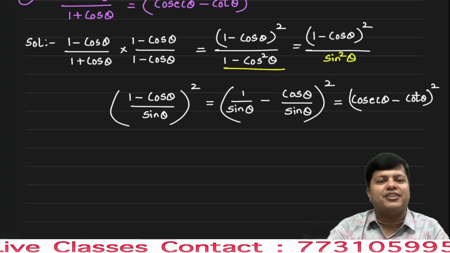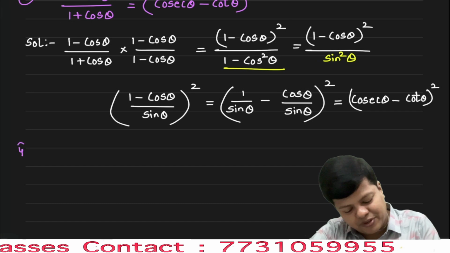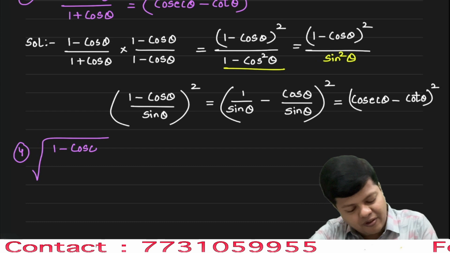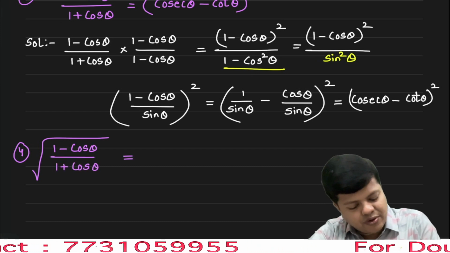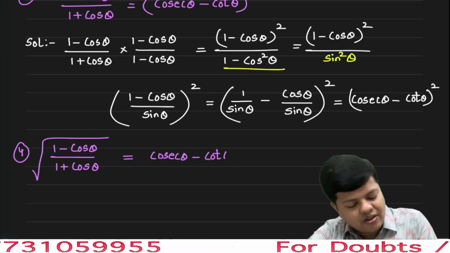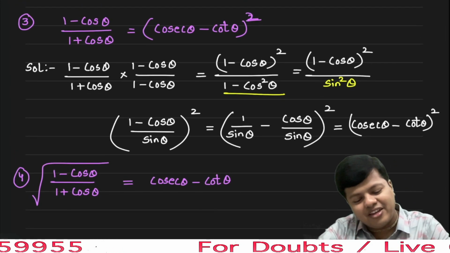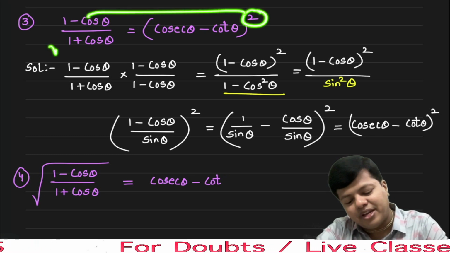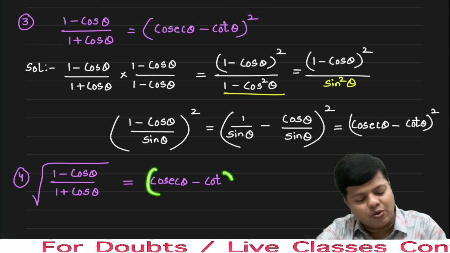If he asks left hand side in the root, student, same question, suppose like this: square root of 1 minus cos theta by 1 plus cos theta is equal to cosecant theta minus cot theta. Same, student, it is the same question. Please try to understand. This square he kept on the left hand side, means it became root. Suppose this root will go that side, squaring, so you will get a whole square.